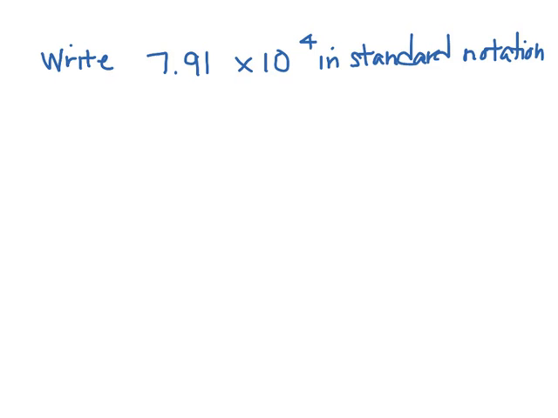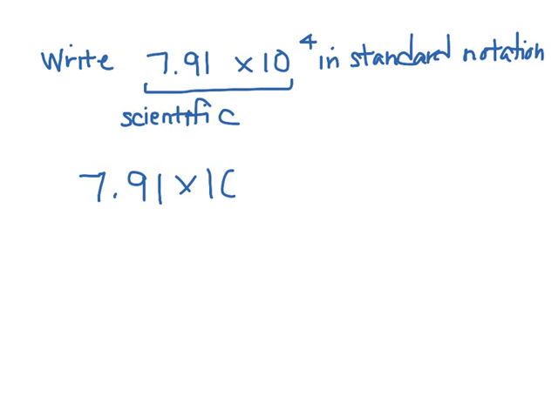So here we're moving back and forth between scientific notation and standard notation. Here, this is written in scientific notation, and we have 7.91 times 10 to the fourth. The thing we want to look at is where our decimal is placed right now, and we see that it's always after the very first digit.